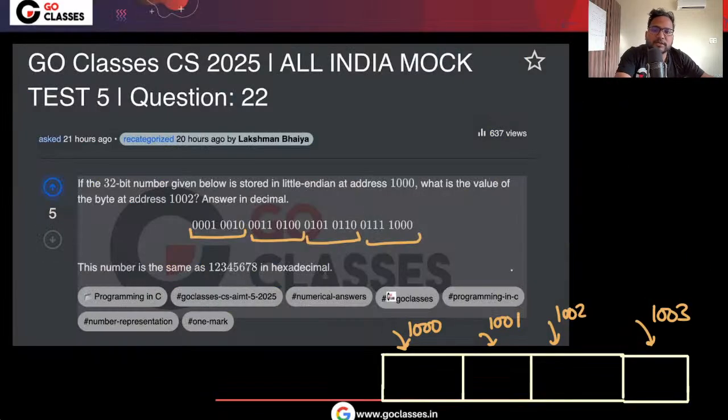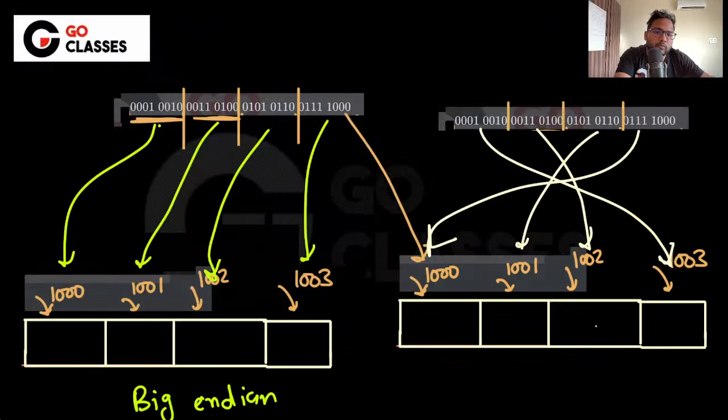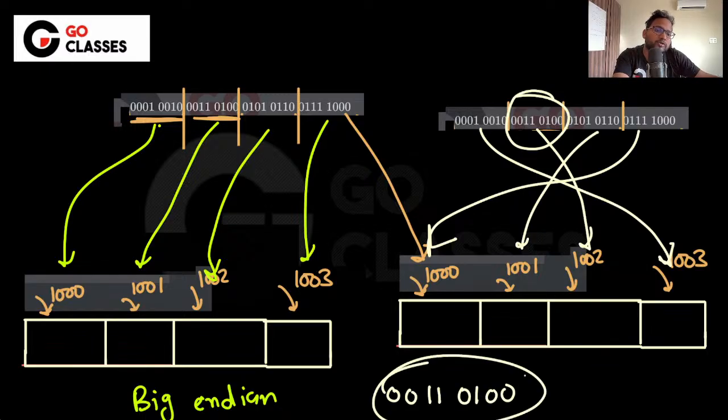So basically they are asking you what is the byte that is stored at 1002. At 1002 you will be storing this, which is 00110100. This is the byte that you will be storing at 1002. That is the question. But now they're asking the answer in decimal, not in binary.